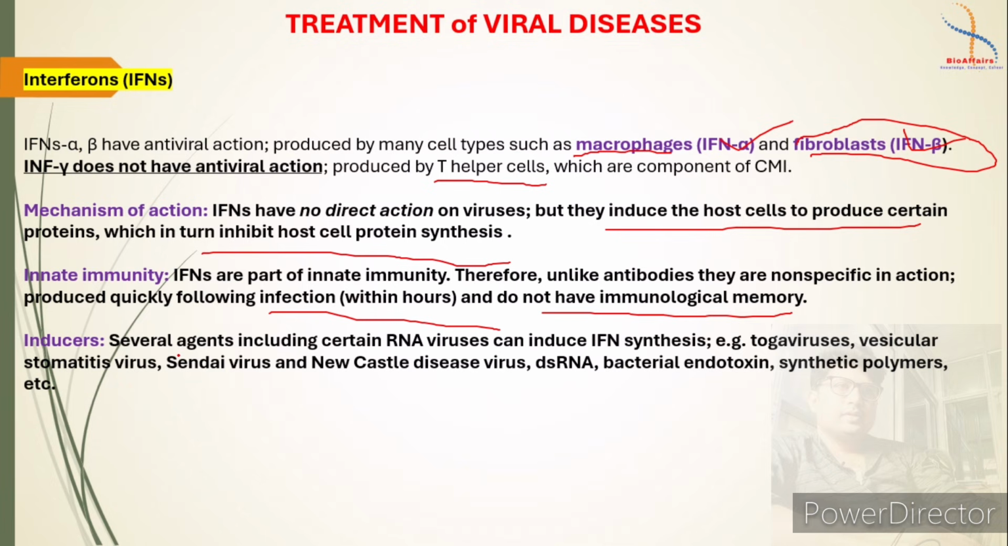Several agents, including certain RNA viruses, can induce IFN synthesis, like Togavirus, vesicular stomatitis virus, Sendai virus, Newcastle disease virus, bacterial endotoxins, synthetic polymers, etc. These are the inducers for interferons. So these viral or bacterial agents can directly induce them, but all are cell mediated. We have to have a T helper cell activation to induce more production of interferon alpha, beta and gamma, where interferon gamma is mostly not helpful in case of viral infections.